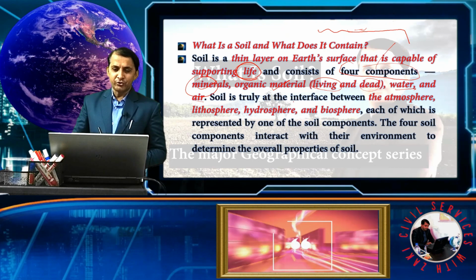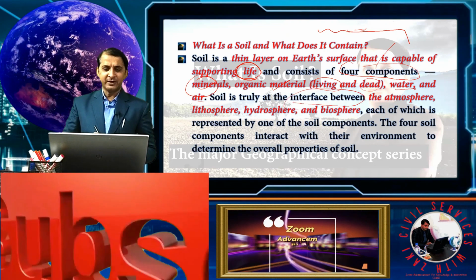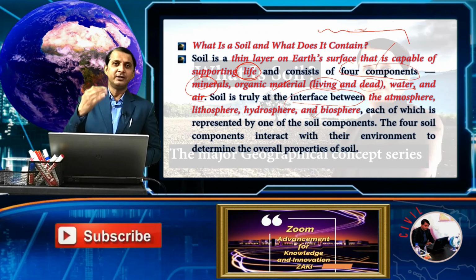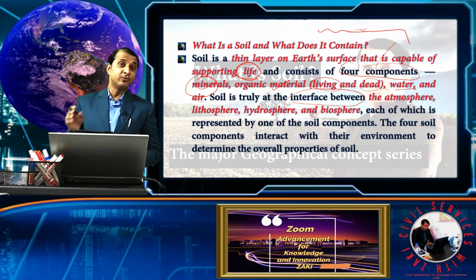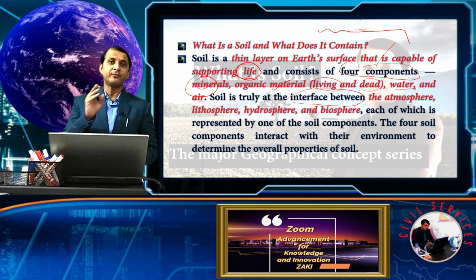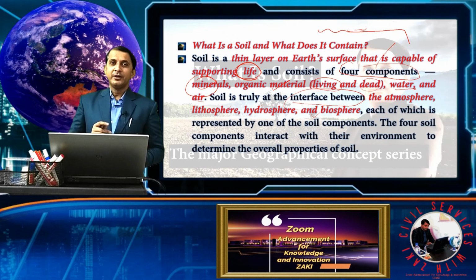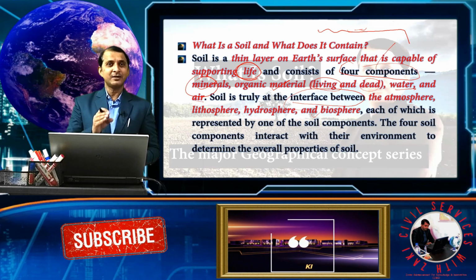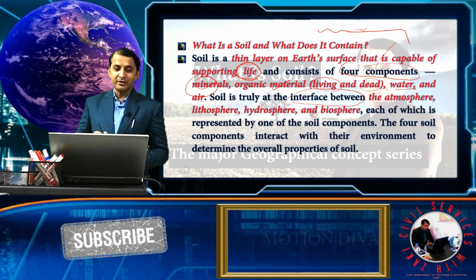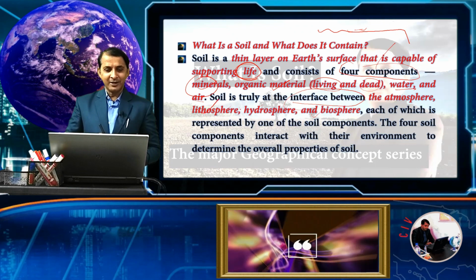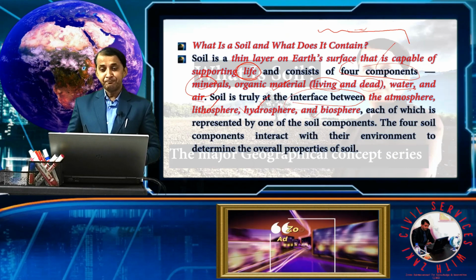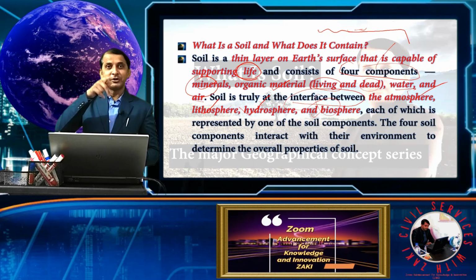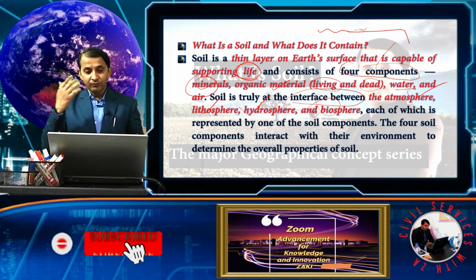If we see, the soil is truly the interface between the atmosphere, lithosphere, hydrosphere and biosphere. As you know, these 4 spheres interact with each other on our planet Earth, and these 4 layers are very significant and vital for life on Earth. So if anybody asks you what is the interface between these 4 layers, exactly it is soil, because soil contains lithosphere, parent material, hydrosphere, water, atmosphere, air and biosphere, living organisms. So soil represents all of these 4 spheres.